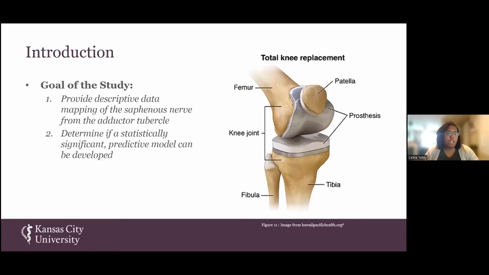The goal of the study became twofold. One would be to provide the descriptive data mapping of the saphenous nerve from the adductor tubercle, and the second would be to determine if a statistically significant predictive model could be developed. Here's just a nice image of what a knee replacement would look like.